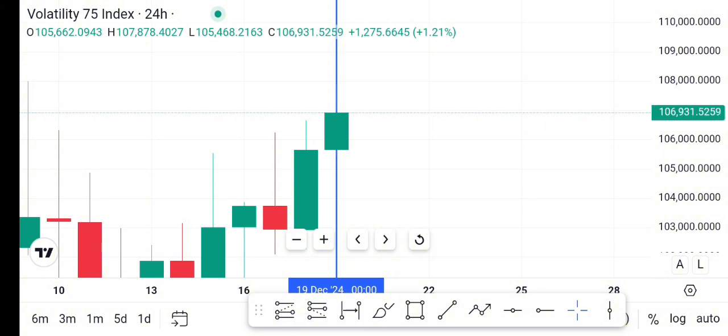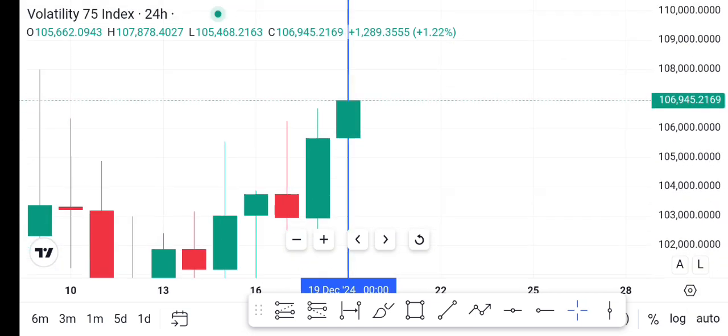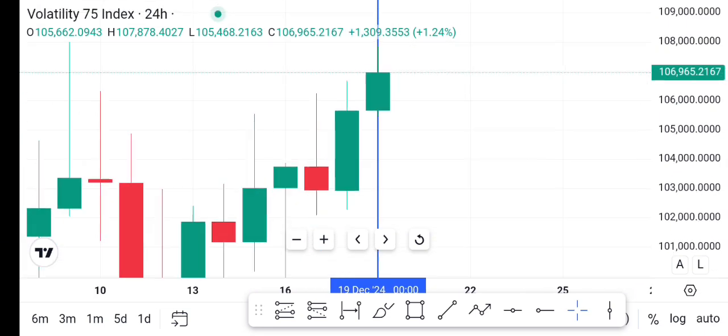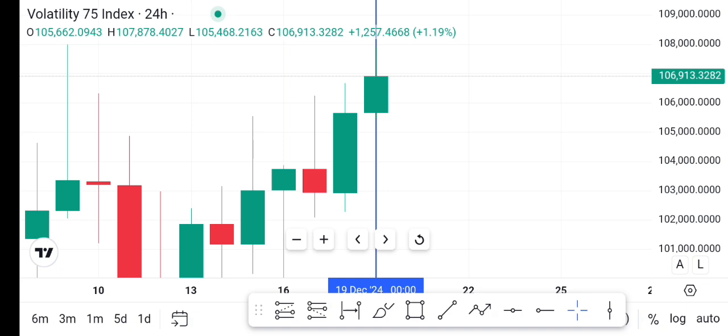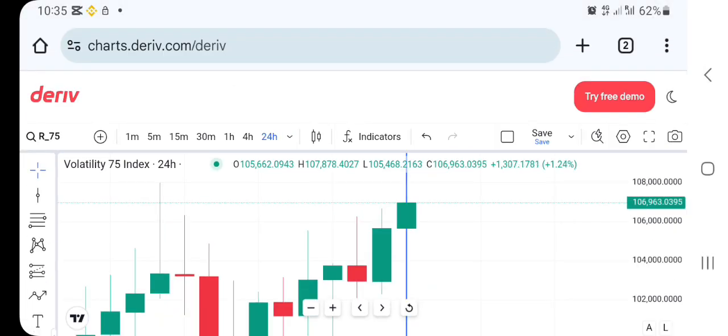Then come back at exactly 9 a.m. Right now it is 10:35. You come exactly at 9, and between 9 and 11 is when you start finding the setup. So we have done that exactly. After doing that, we just run down to the 5 minute.